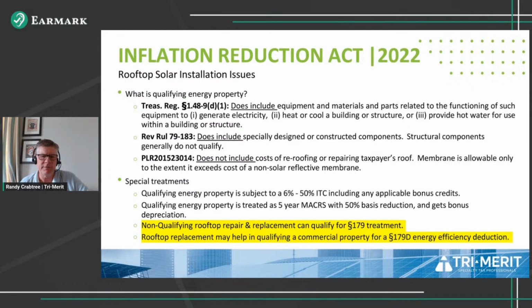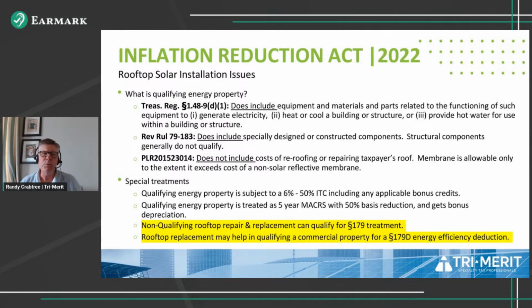179D is the energy efficient commercial building deduction. That's available for anybody that's helped make their property more energy efficient through insulation, windows, roofing, electric, lighting, HVAC, one of those areas. And so if we're touching the roof, now we're looking at cost seg, we're looking at potential 179D, and we're looking at a renewable energy tax credit.